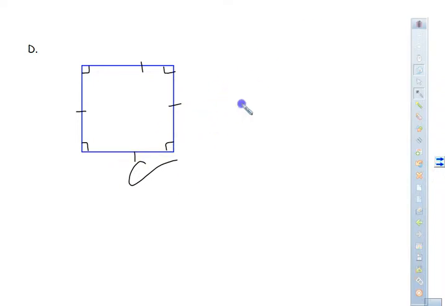So we have four right angles, so we're going to call that a square. Four sides, so it can definitely be a quadrilateral. Can it be called a rectangle? Are opposite sides congruent and parallel and have right angles? Yes, so we can call it a rectangle.